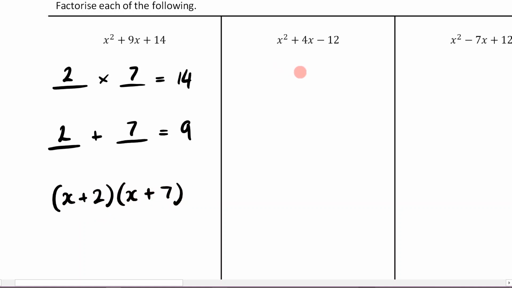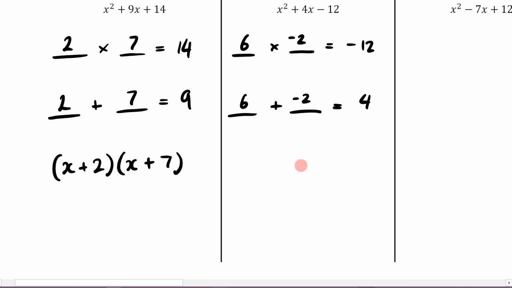Then over here, I need two numbers that multiply together to give me negative 12, and two numbers that add together to give me 4. Thinking about it for a while, I think it's going to be 6 and 2, right? But then one of them is going to have to be negative. It's going to be negative 2, because 6 times negative 2 is negative 12. 6 plus negative 2 is 4. That means my answer is going to be x plus 6, x minus 2.